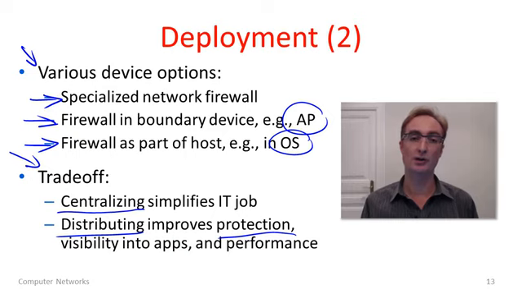That's because if one host on your network is compromised, you still have the firewall between it and another host on your network. Whereas if you just have it at the boundary, once you get past that firewall, you can roam freely amongst all of the hosts in your network. So distributing the implementation of a firewall actually provides better protection. It can provide better visibility into apps, because a firewall on your local host can know what applications are actually running and sending the traffic. It doesn't have to guess from the TCP and UDP port numbers.